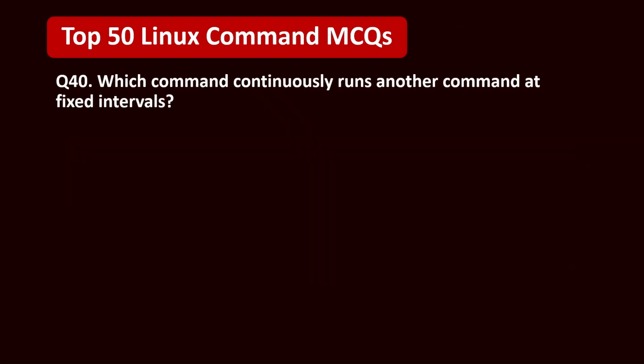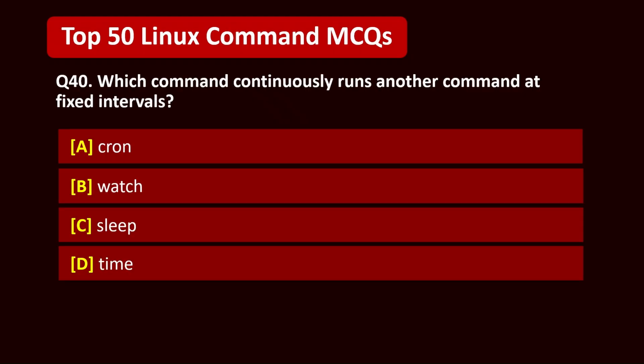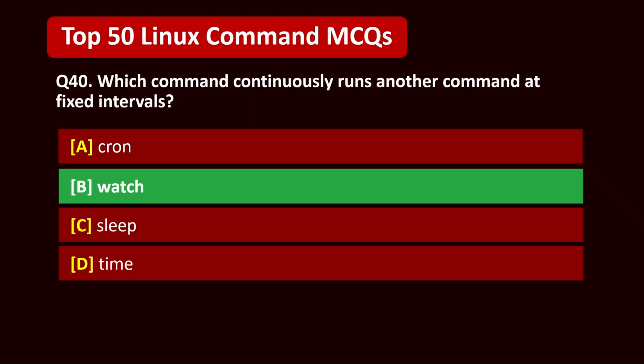Question 40. Which command continuously runs another command at fixed intervals? A. Cron, B. Watch, C. Sleep, D. Time. 5, 4, 3, 2, 1. Correct answer is B. Watch.